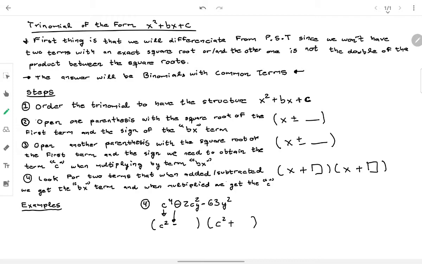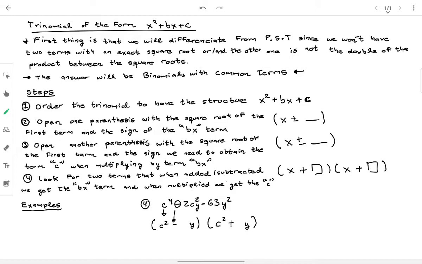So let's continue. We need the exact square root of the first term on both parentheses. Then what about the signs? The sign of the bx term is going to be first on the first parenthesis, then minus. To become a minus, we need a plus. Then we need to look for two numbers that when they get added or subtracted, we get a -2, and when they are multiplied, we get a -63. But in this case, both numbers will also get a y, because we need that number to have a y when multiplied to become y squared.